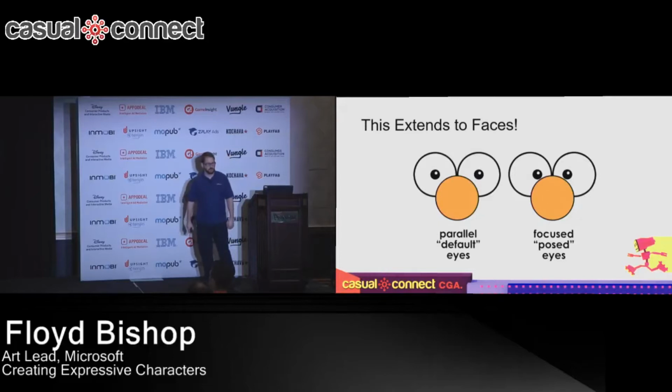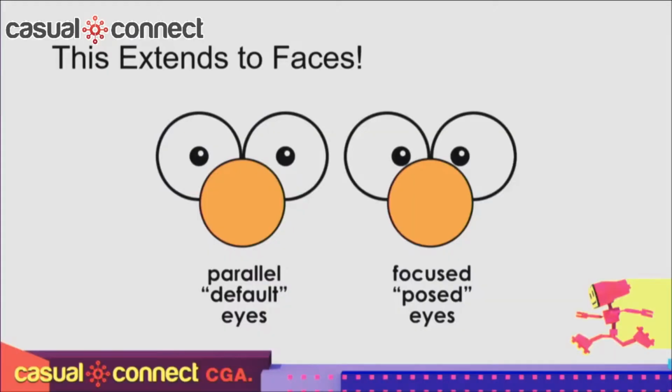And this also extends to faces. So here's an image I made. It kind of looks like you ripped that front off of Elmo or something. But on the far right are parallel default eyes. You've got this railroad track thing going on where the eyes are looking off in the horizon forever.